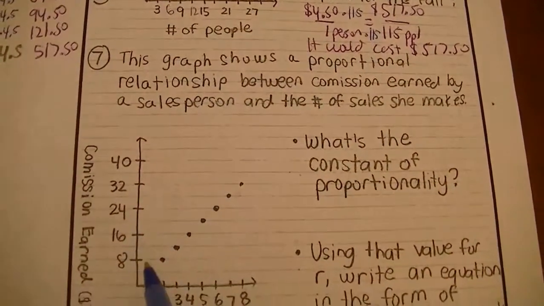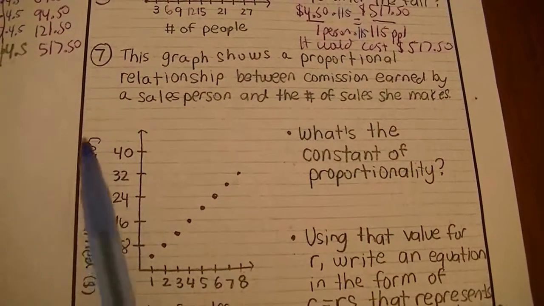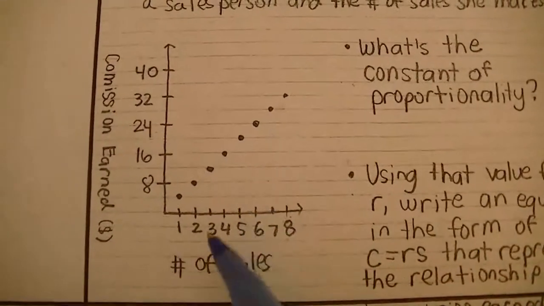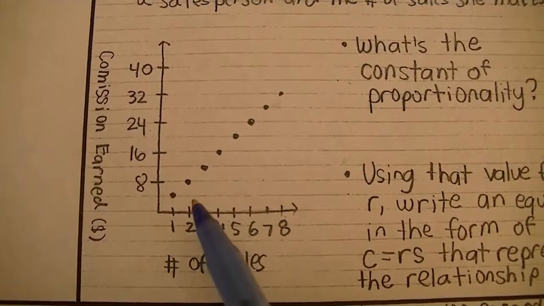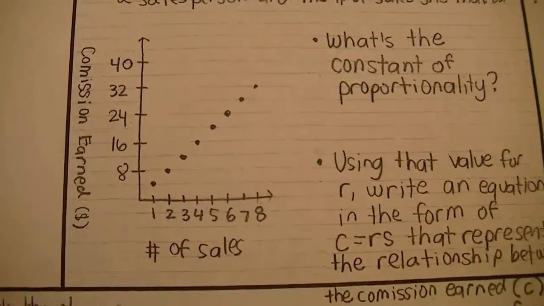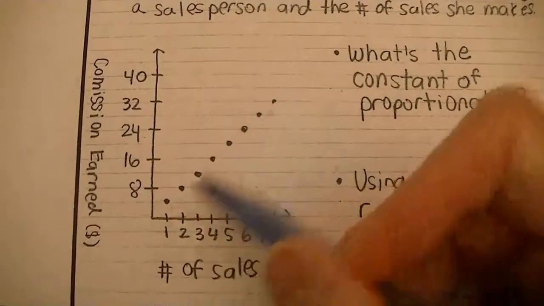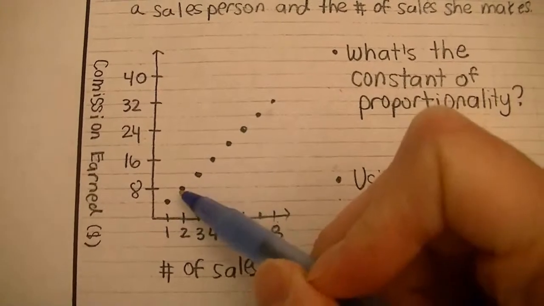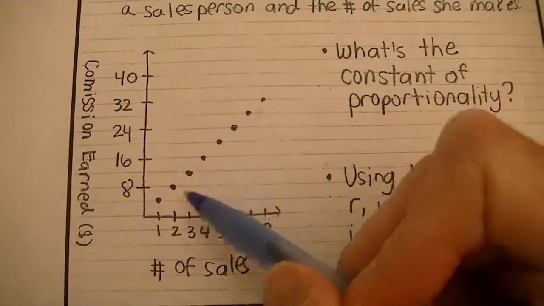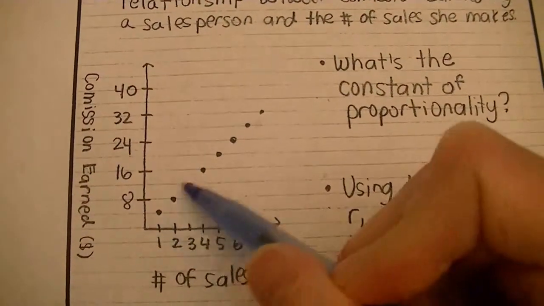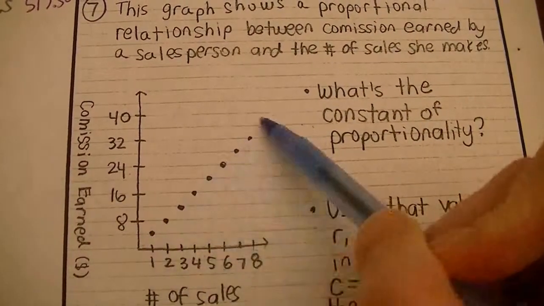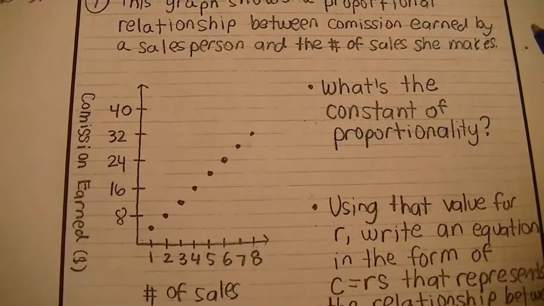So this graph shows a proportional relationship between the commission earned by a salesperson and the number of sales she makes. So for example, if this person made 2 sales, they would earn $8 off of those sales. And you'll notice that this is also a discrete graph. They're just dots because you can't really have half of a sale. It's either did you make the sale or not. Okay, so that's why it's discrete. We do know it's proportional not only because it says it up here, but we know that this is linear and it's going to pass through the origin if I did connect the dots.